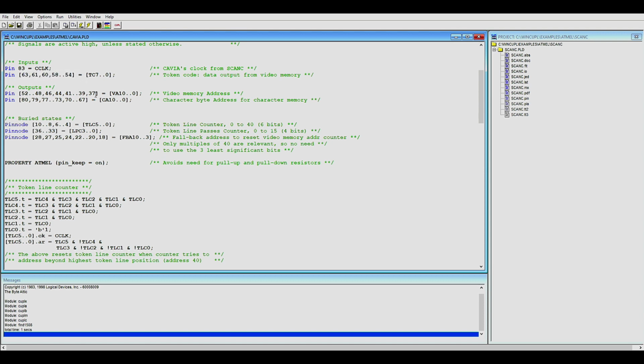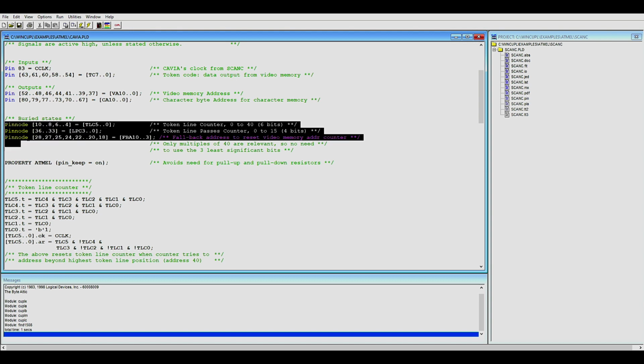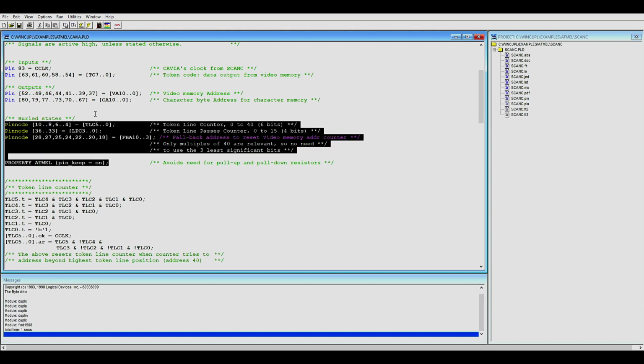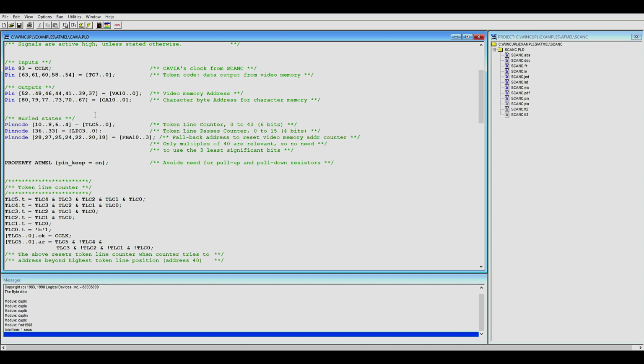And the outputs are the video address, which is the 11-bit address that's used to address the video memory, a 2 kilobyte video memory. And we also have the character address, which also has 11 bits, and it addresses the character memory as opposed to the video memory. The character memory is also 2 kilobytes. And then we have some buried states. We use the logic associated with these pins, but we don't make those intermediary results available to the outside world.